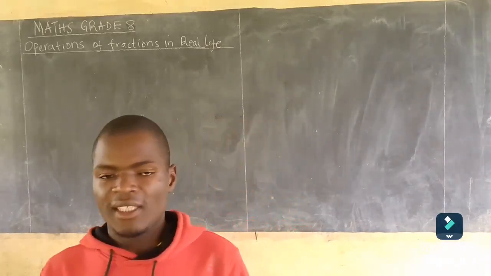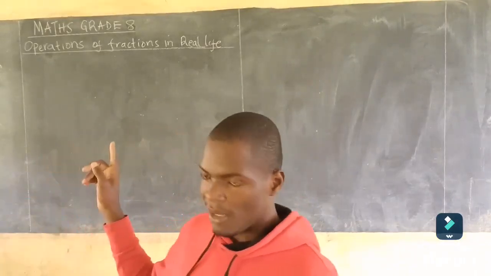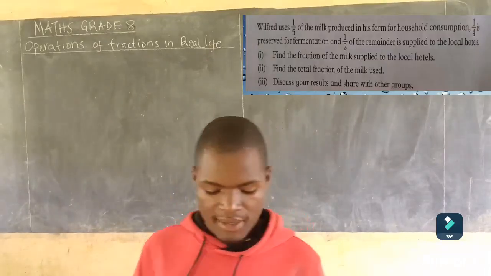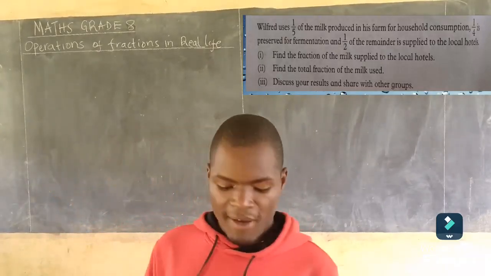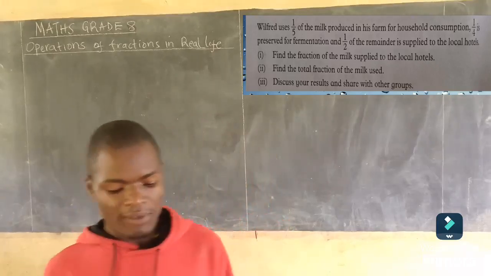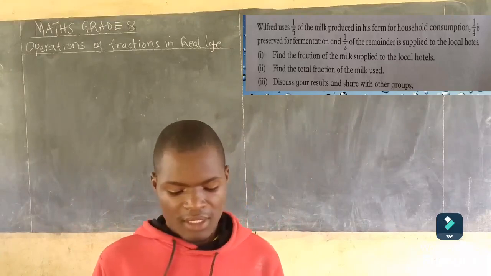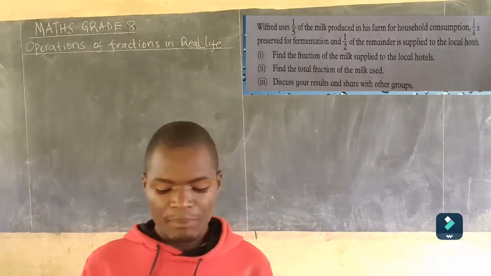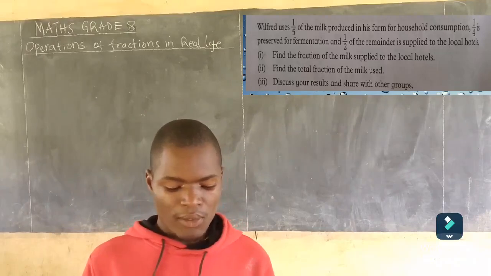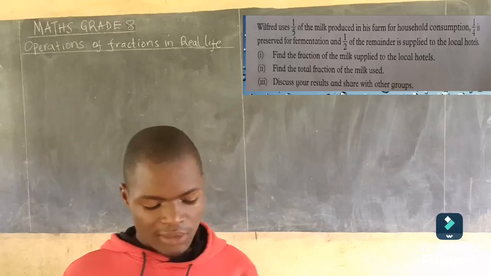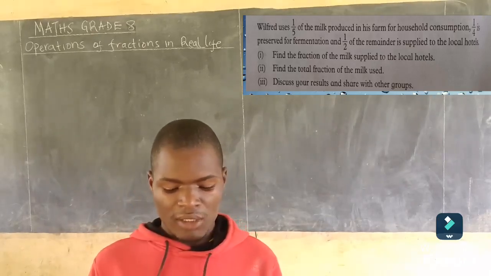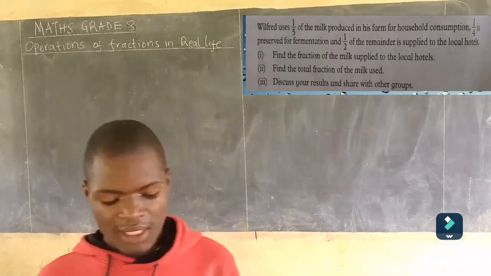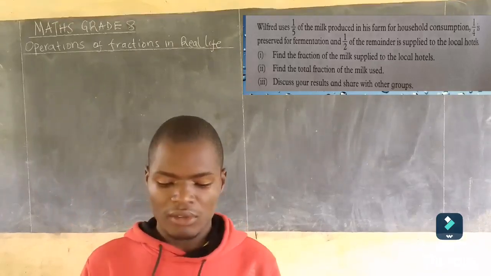Now, here's our problem. Let's read it together. Winfred uses 1/5 of the milk produced in his farm for household consumption. A quarter is preserved for fermentation, and half of the remainder is supplied to the local hotels. Find the fraction of the milk supplied to the local hotels. Find the total fraction of the milk used and discuss your results.